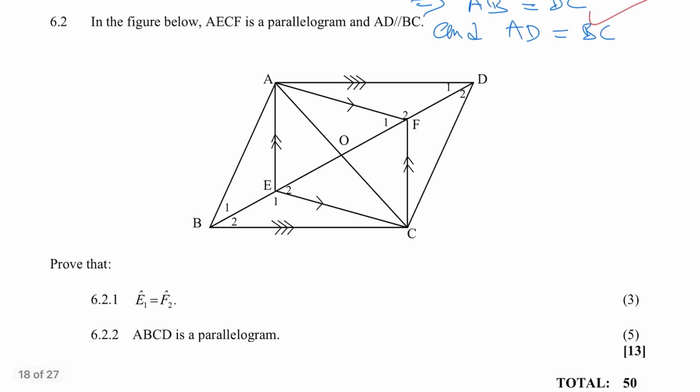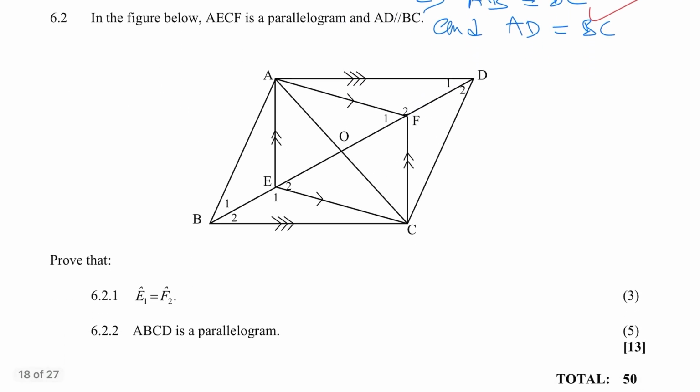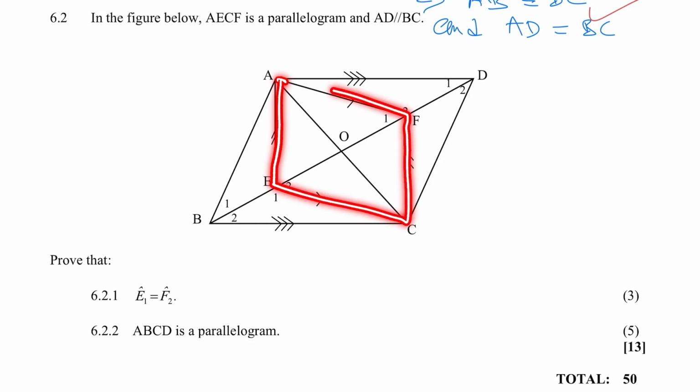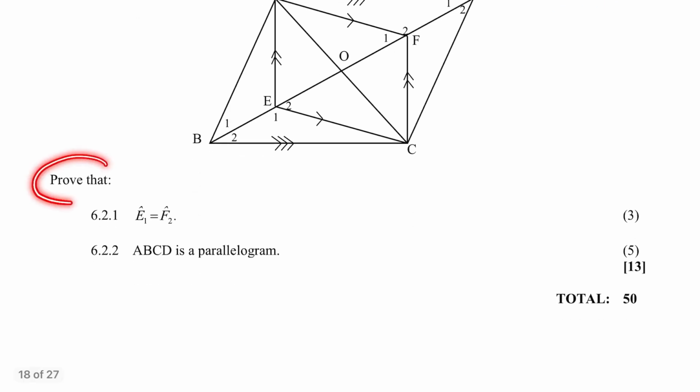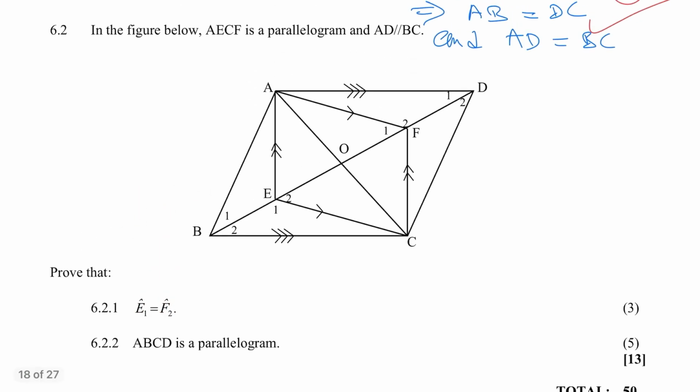Okay, so let's go to 6.2. In the figure below, so we have this figure here. In this figure, you have A, E, C, F. So you have this parallelogram, and we are told that AD is parallel to BC. Okay, that's another piece of information. Now they want us to prove that angle E1 and angle F2 are equal. Okay, so let's go.